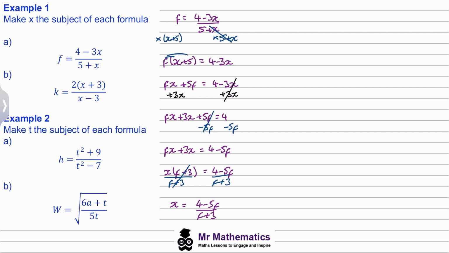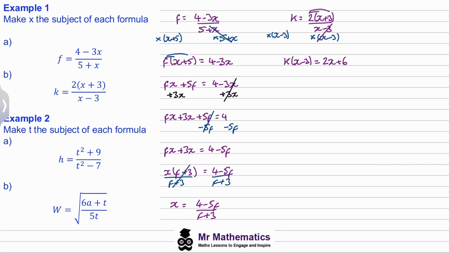Okay? So perhaps you want to try question B yourself. So for question B, we've got k is 2 lots of x plus 3 over x minus 3. And the first thing we need to do is multiply both sides by the x minus 3. And then these two will cancel. So we've got k lots of x minus 3. And we'll expand out these brackets as well. So 2x plus 6.